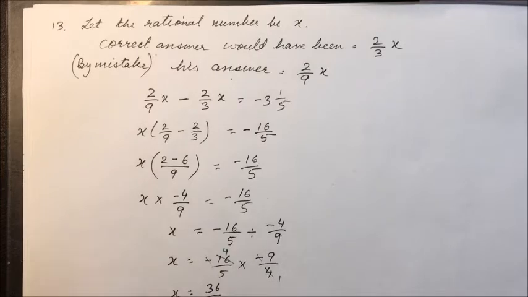So this is the number, 36 upon 5. Or if you want to convert it into a mixed fraction, 5 7s are 35, so 7 1 upon 5. So this is the number.